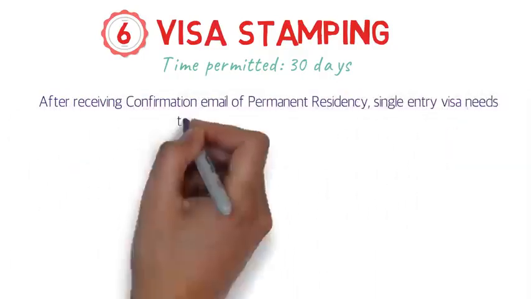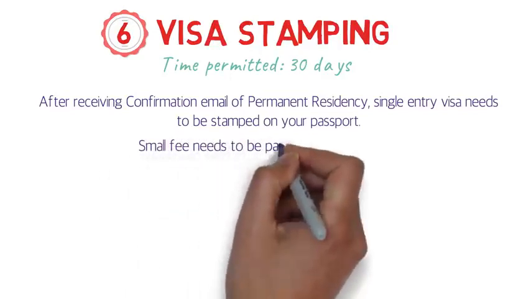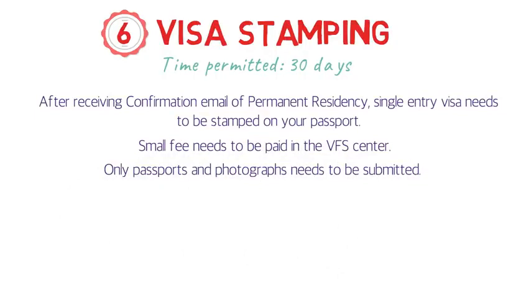Now the step 6, visa stamping, which is the very last step. After you get the email from IRCC that your PR has been confirmed, you're given 30 days. In these 30 days, you have to go to the VFS office and submit a few documents. After receiving that email of confirmation of PR, a single entry visa needs to be stamped on your passport. A small fee needs to be paid at the VFS center. Only passport and photographs need to be submitted, but you need to carry the printout of that email which you get from IRCC.